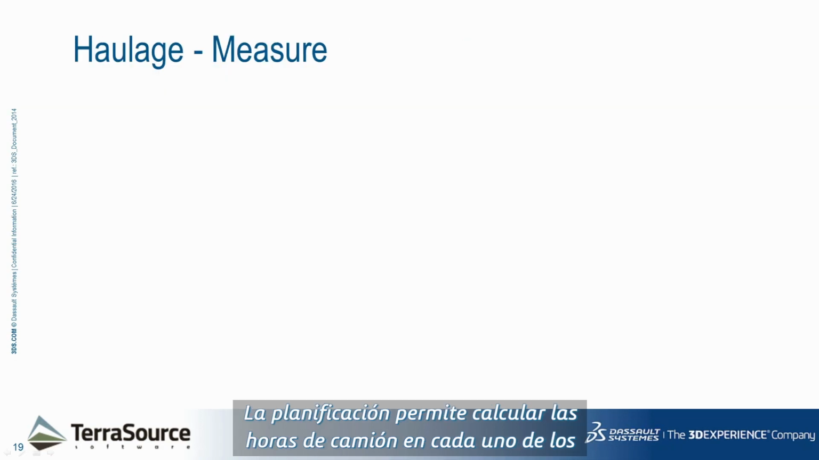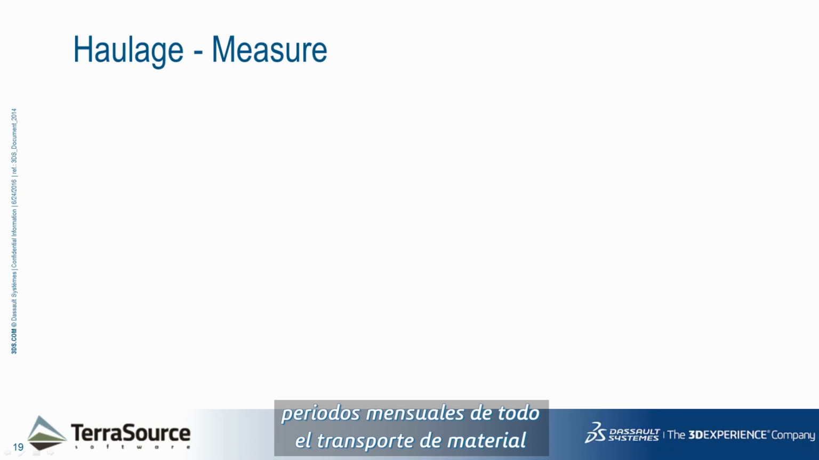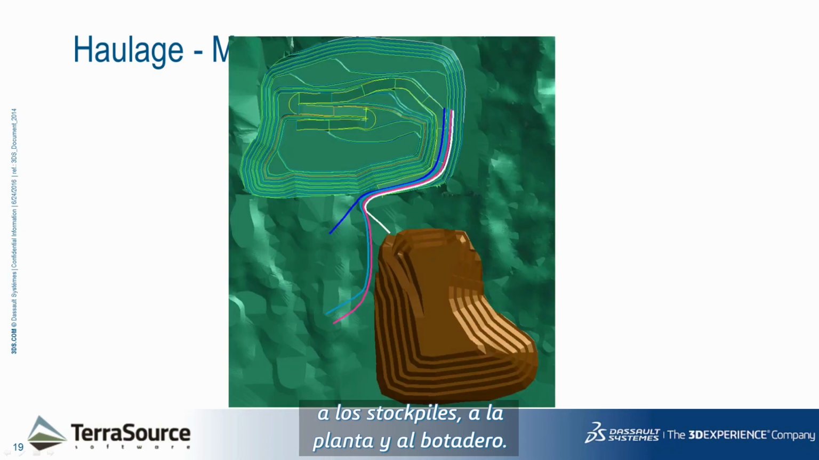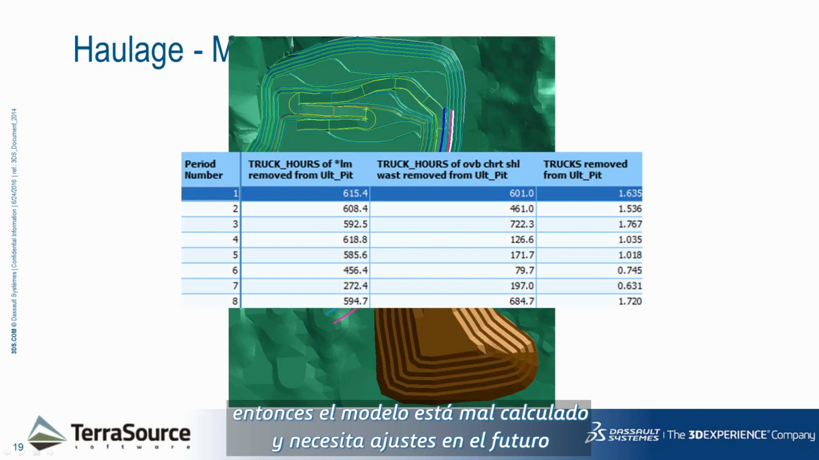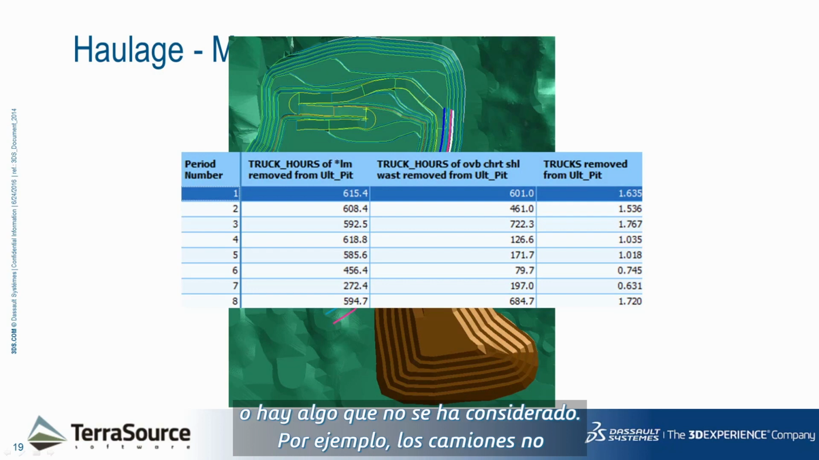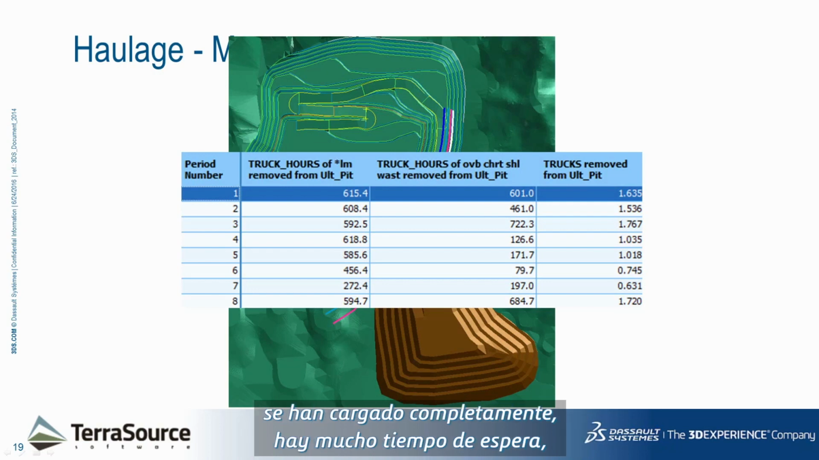The planning can estimate the truck hours for each 1 month period for all haulage of material to the stockpiles and plant and to the waste dump. If actual truck hours are significantly different from the model, then either the model is a poor estimate and it needs to be adjusted going forward, or there may be something amiss. For example, trucks that are not loaded to capacity, excessive waiting time, excessive maintenance downtime, or other scenarios when trucks are not hauling ore or waste.